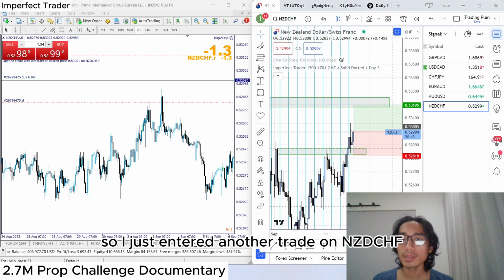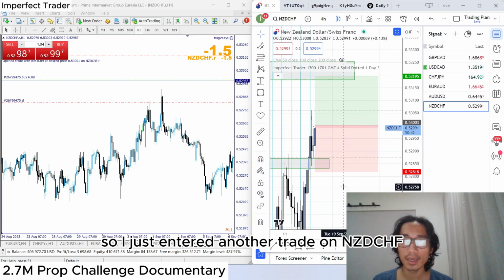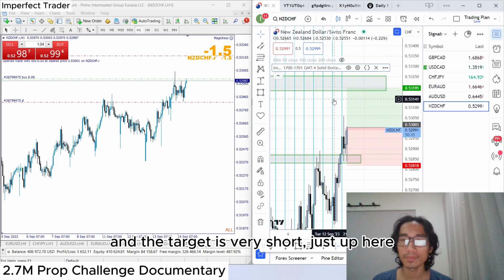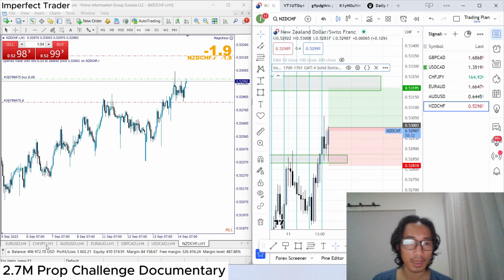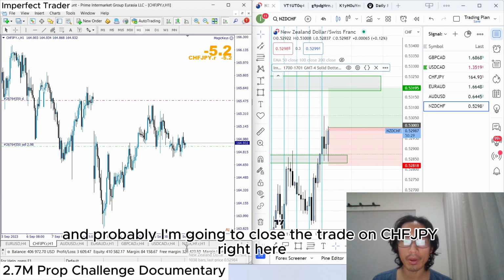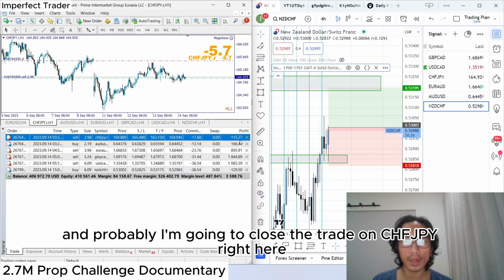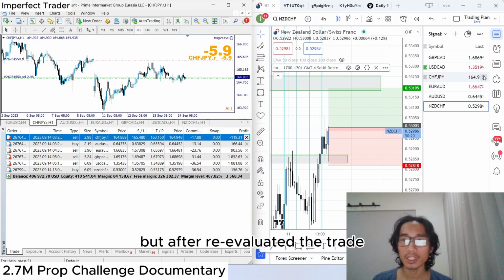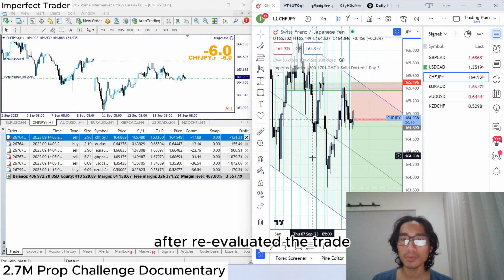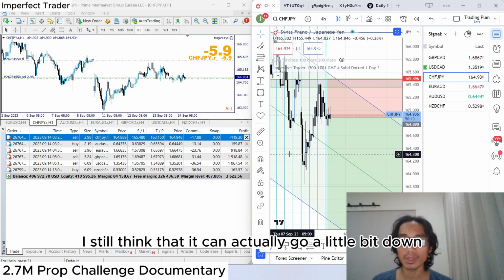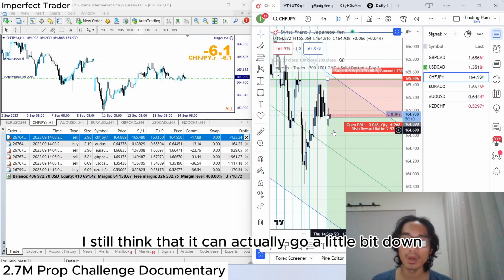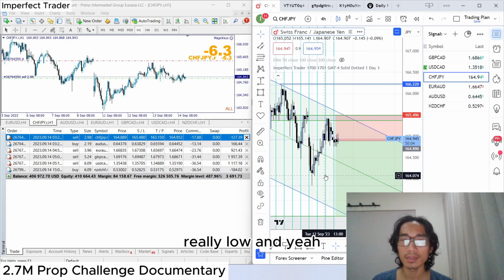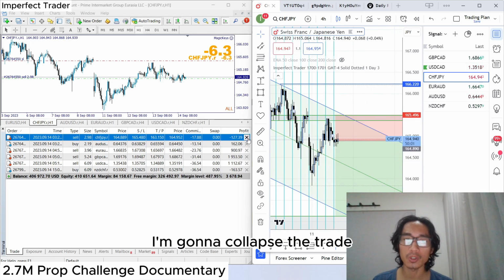Alright YouTube, so I should enter another trade on NZD CHF, and the target is very sharp, just up here, 121. And probably I'm going to close the trade on CHF JPY right here. It is a little in negative, but after evaluating the trade, here is how it looks on TradingView. After evaluating the trade, I still think that it can actually go a little bit down, but I don't see the potential to actually go really low, and yeah, I'm gonna close the trade.